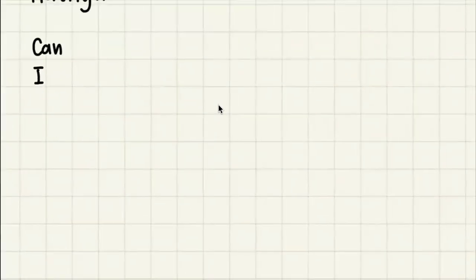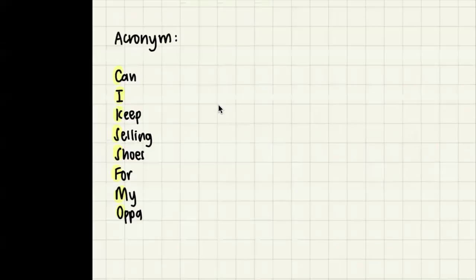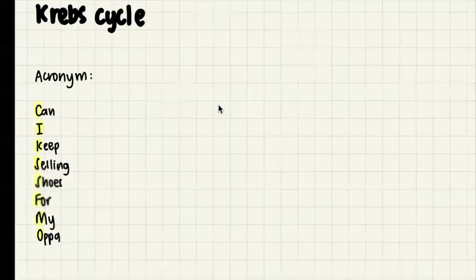Our acronym for the Krebs cycle is: Can I keep selling shoes for my oppa? Okay, so let's highlight the first letters. Can I keep selling shoes for my oppa? This is the acronym you use to help you remember the substrates in your Krebs cycle. Now let us write the substrates.